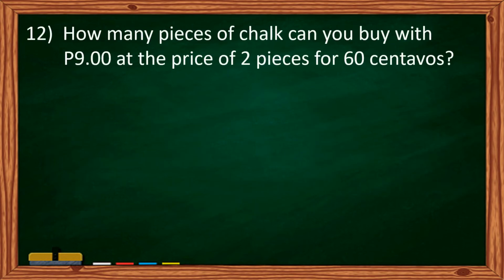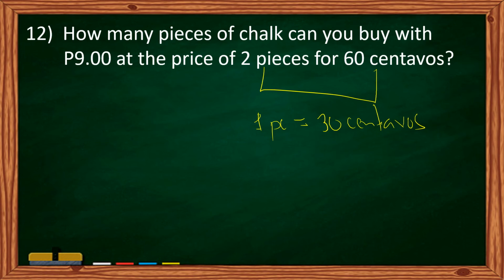Okay, next problem. How many pieces of chalk can you buy with 9 pesos at the price of 2 pieces for 60 centavos? So one way of solving this is to consider first this one. If you are given 2 pieces for 60 centavos, it follows that 1 piece is just equal to 30 centavos. Diba? So, kung 2 pieces, 60 centavos, di ang 1 piece is 30 centavos.